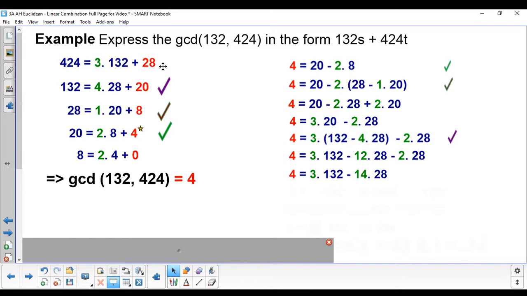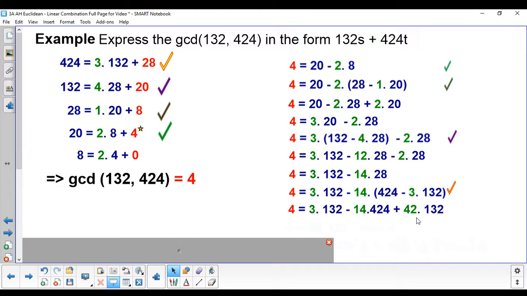How do you express 28? 28 will be 424, take 3 lots of 132. And now let's put it in. So I'll put the ticks there so you can see which one it goes with. Okay, so we've got 3 lots of 132 minus 14 lots of 424, minus is plus, and you end up with 42. Bring together, you've got 42 and 3 more, you've got 45.